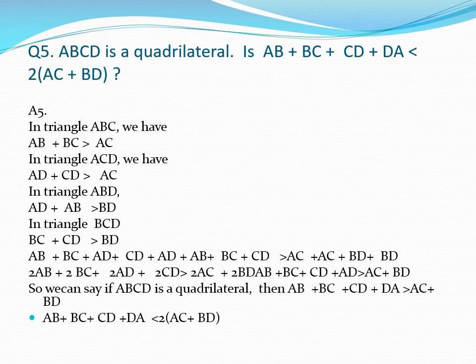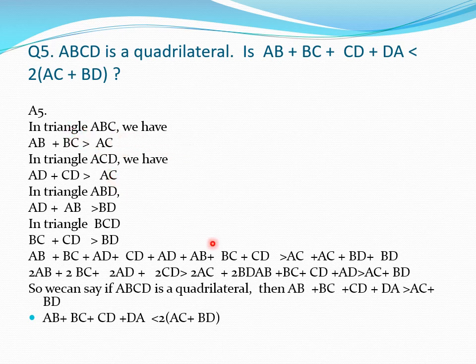Question number 5. ABCD is a quadrilateral. Is AB plus BC plus CD plus DA smaller than 2 times AC plus BD? Children, for proving this answer, we have to use everything we have done in question number 4. So ABCD is a quadrilateral.